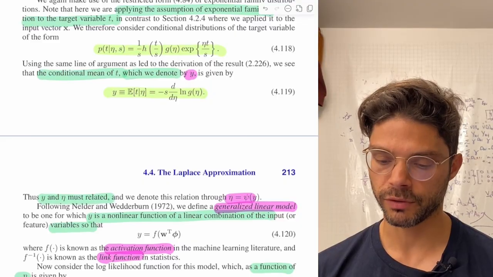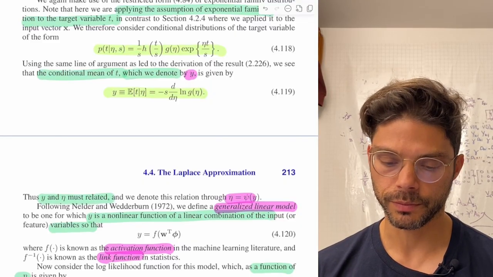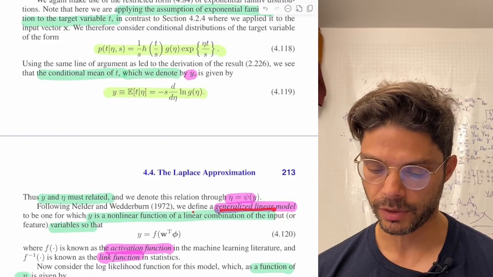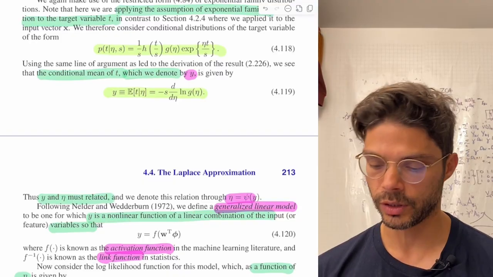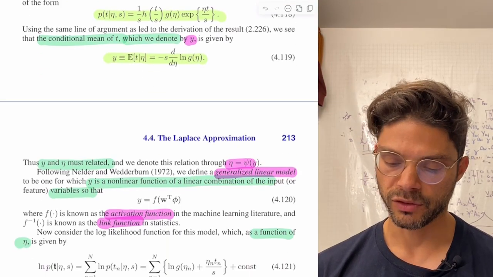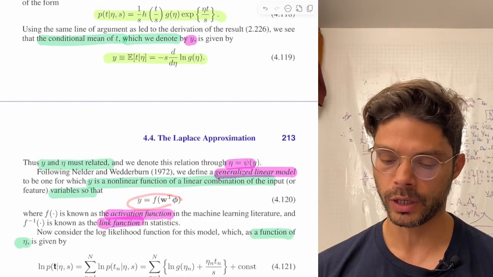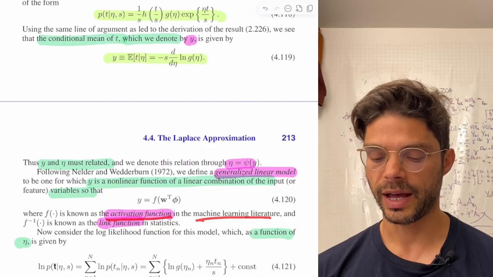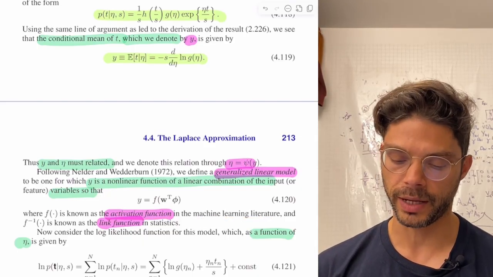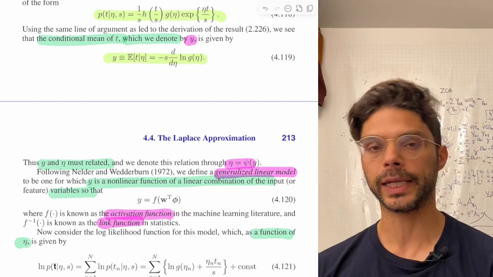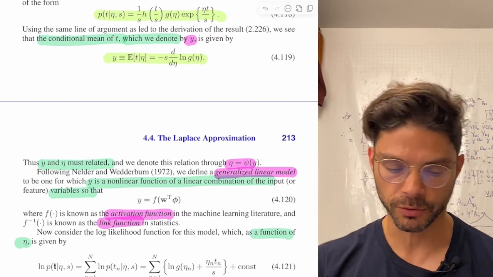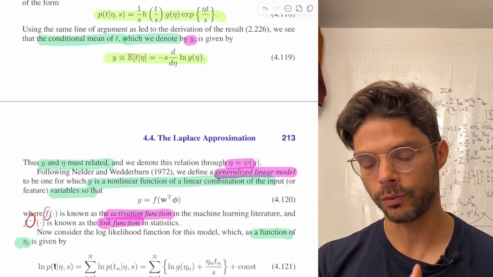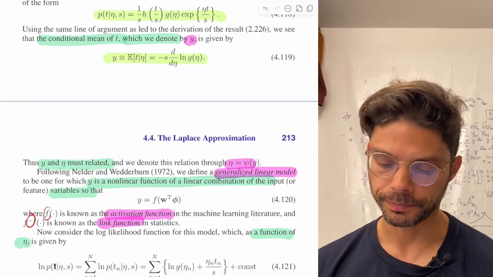That's just coming from the exponential family, and we just define the mean. Now, following Nelder, we define the generalized linear model to be one for which y is a nonlinear function of a linear combination of the inputs. And so y in general is going to be some function f of that linear combination. f is known as the activation function in the ML literature, and the inverse of f is the link function, because if you apply the inverse of f to the output, that would be your link to the inputs. Whatever, just some names. The key thing is to remember it's not the same function. There's a -1, so the link function is going one way, and the activation function is going the other way.